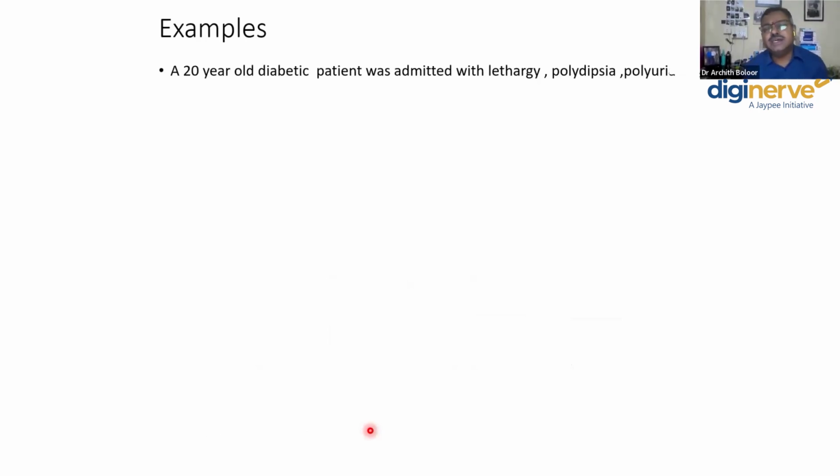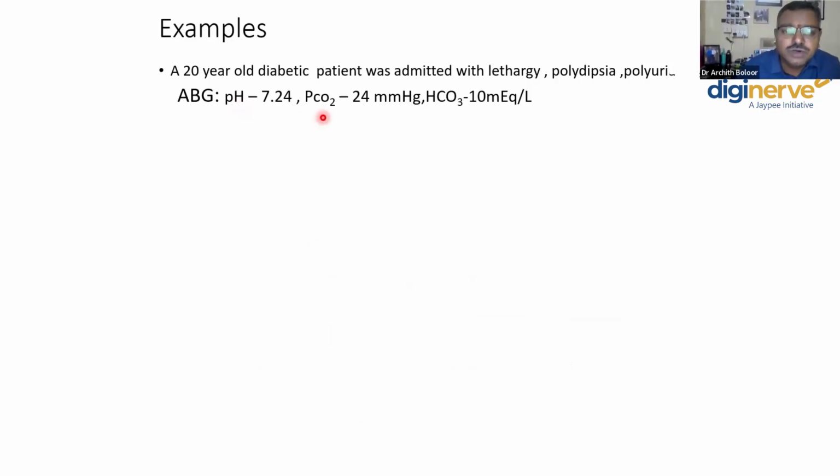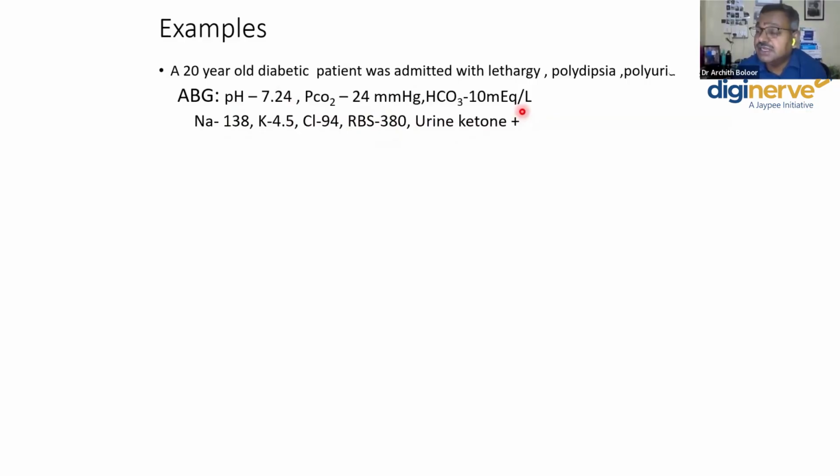You have a 20-year-old diabetic who has been admitted with lethargy, polydipsia, and polyuria, and you're finding here the ABG report. The ABG is showing a pH of 7.24, PCO2 is 24, and bicarbonate is 10 milliequivalents. I've already told you the normal values. What are the other reports you can see here? Sodium is 138, potassium, RBS is very high, and urine ketones are positive. So we know this patient has diabetes with a very high sugar and urine ketones, so this patient is having a diabetic ketoacidosis. Even without looking at the ABG, you know that this could be a ketoacidosis problem.